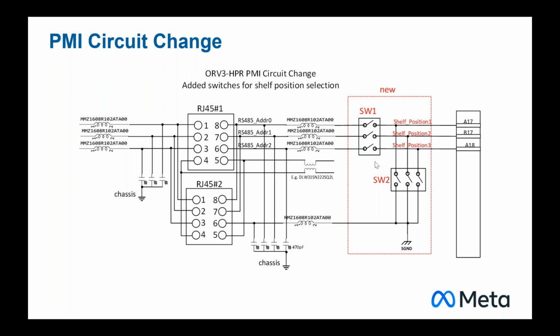And switch 1 is for backward compatibility with ORV3. If switch 1 is closed and switch 2 is all open, then it becomes the ORV3 PMI. But if switch 1 is open, you toggle the switch 2, you can support up to 8 shelves in the DC chain for communication.